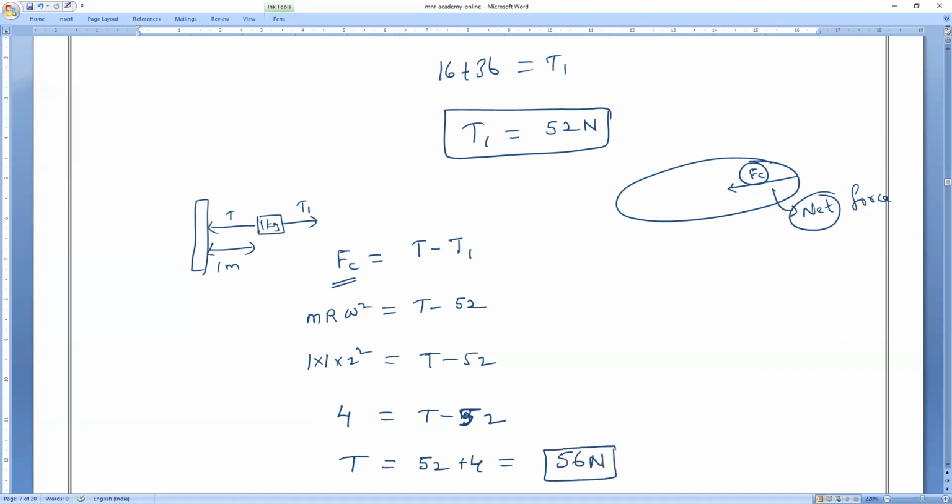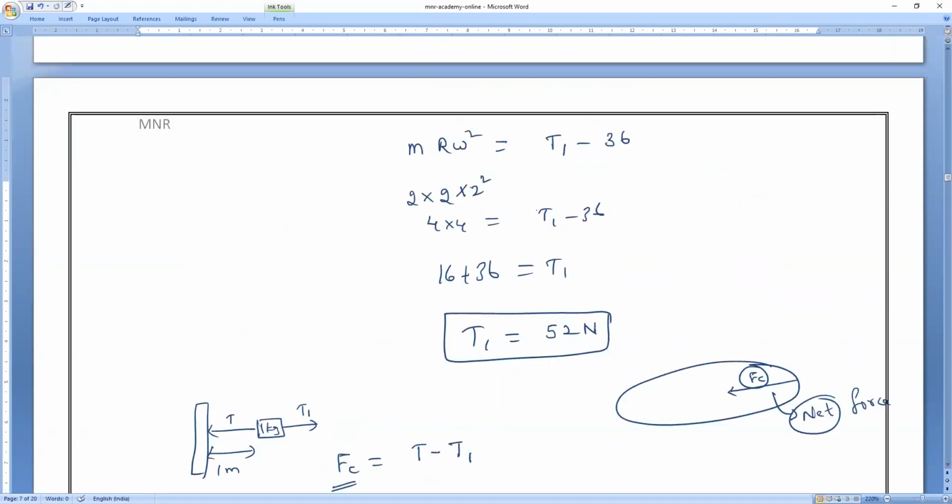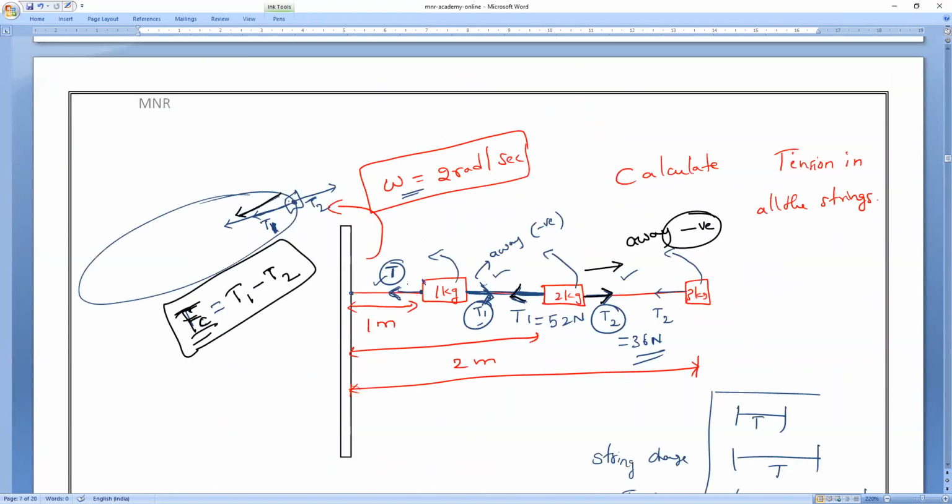That is what you have to remember. So which string is exerting more force towards the center? T1. Understand? So T is 56, T1 is 52, and T2 is 36.